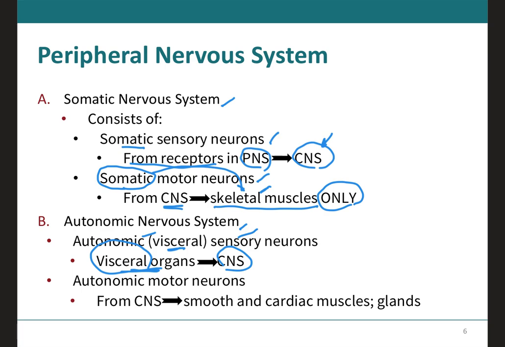And therefore, the autonomic motor neurons, they will convey the information from the central nervous system to the smooth muscle, the cardiac muscle, and the glands, and they will cause these muscles to contract, the glands to secrete their substances. And because its motor responses are not normally under conscious control, this action is going to be involuntary. So the action of the autonomic nervous system is involuntary, and the actions of the somatic nervous system are voluntary.